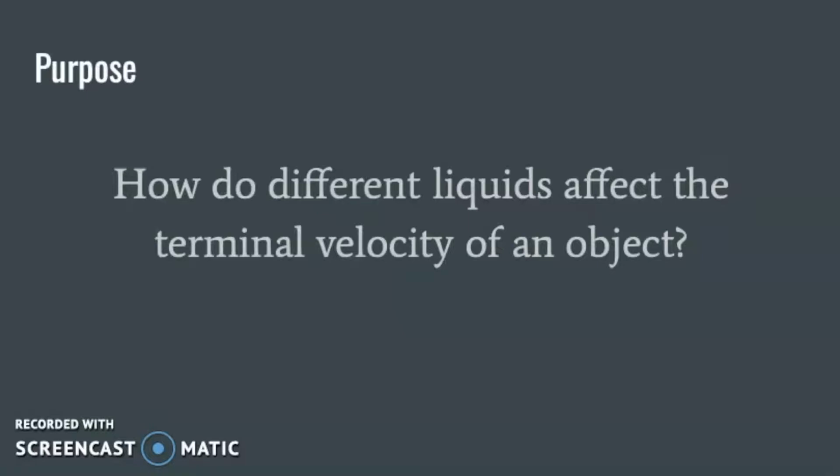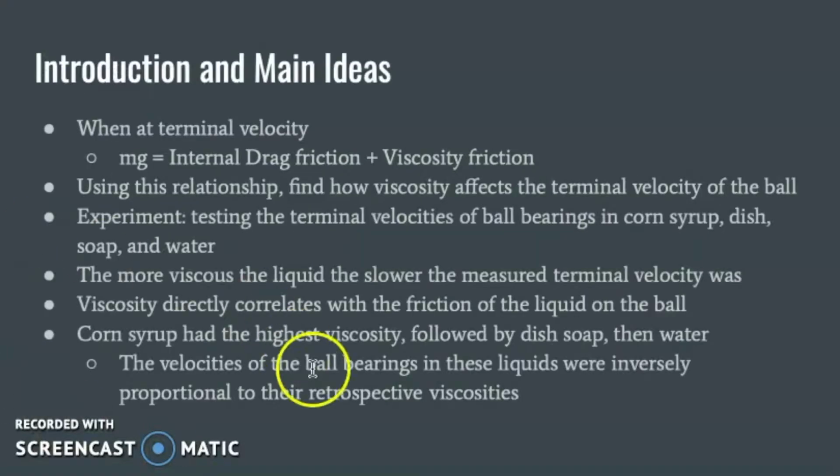The purpose and main question of this formal lab is: how do different liquids affect the terminal velocity of an object? So we know that when an object is at terminal velocity, the mass times the gravitational constant is equal to the internal drag friction plus viscosity friction, as those are the two forms of friction acting on the object. Using this relationship, we are trying to find how viscosity affects the terminal velocity of the ball.